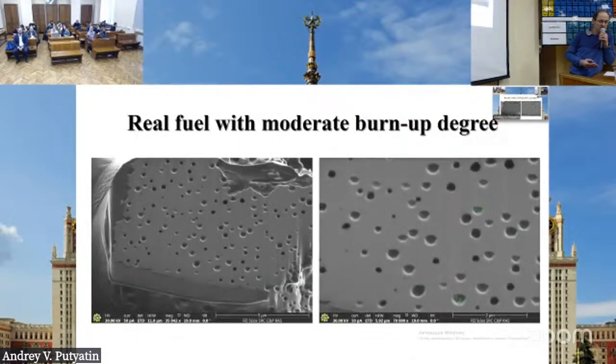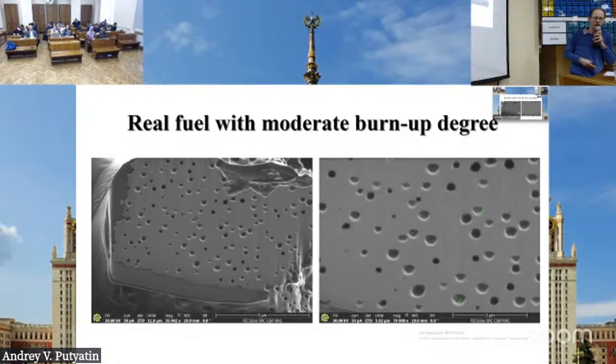So let's look at real fuel with moderate burn-up degree. Again, this is a particle from Chernobyl. This is just a fuel which was expelled from the Chernobyl reactor. This is a slice made by ion beam. So the hot particle, which consists of uranium dioxide, which was just cut by ion beam, you see numerous pores with very funny shapes.